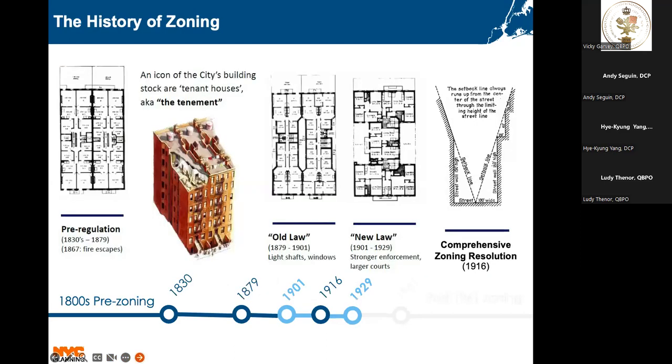So if you've heard of tenement laws, this is what we're talking about here. You'll see a progression of the light and air requirements over time. It wasn't regulated by zoning per se, but it was a series of regulations that permitted increased regulation of light and air.